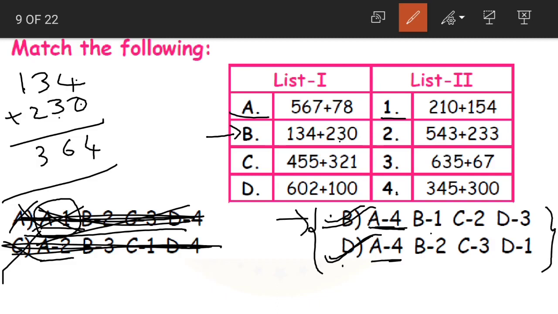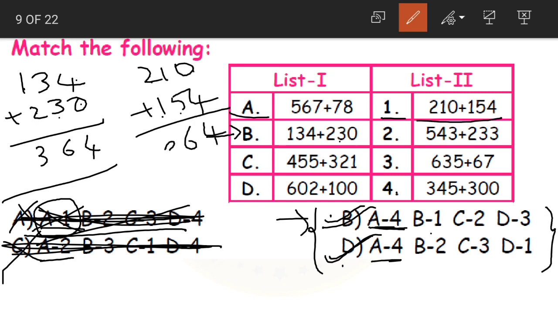B is equal to 1. Now, let us solve 1. Again, 210 plus 154. 0 plus 1 is 1, 4. 1 plus 5 is 6. 2 plus 1 is 3. We got the correct answer, right? So, option B is equal to 1. Now, if you look at option B and D, in this only B is saying that B is equal to 1.